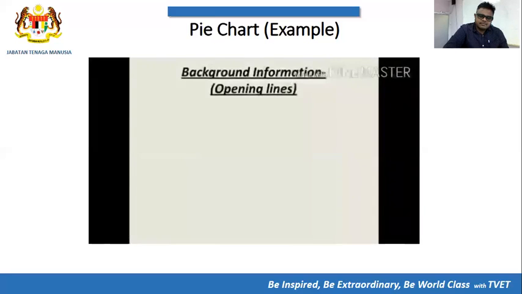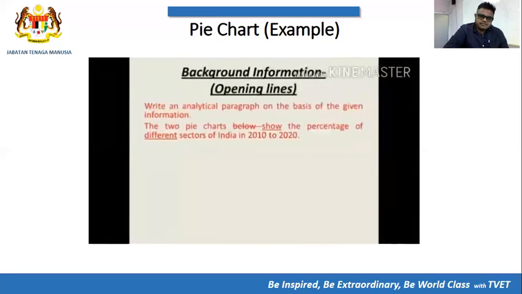And now what will be your opening lines? How you have to start your paragraph? You have to start your paragraph by opening lines. Now what are these opening lines? That will be your question. So opening lines means, see, this is the above question you can see in the video. The 2 pie charts below show the percentage of different sectors of India in 2010 to 2020. So the same lines can be your opening line, but you cannot use the same line.